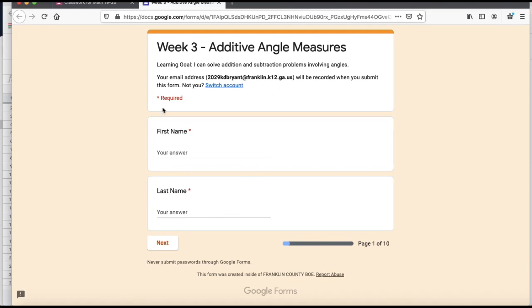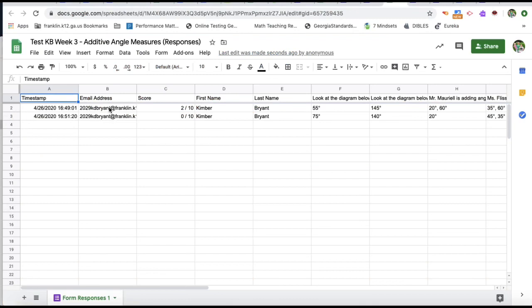I've just been clicking through, and what it does is it's going to send me as many times as you did it. It'll give me the timestamps, and it will tell me your score. So the first time I took it for her, she got a 20. She got 2 out of 10. And the second time, she got 0 out of 10. Neither of those scores are good, but I was just testing it to see what it would look like.